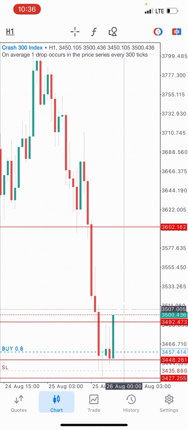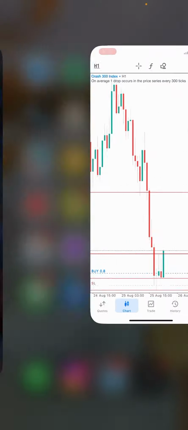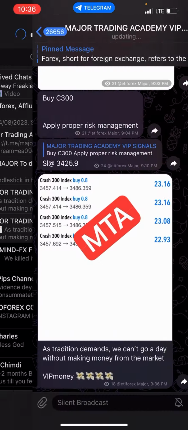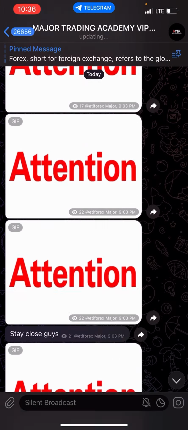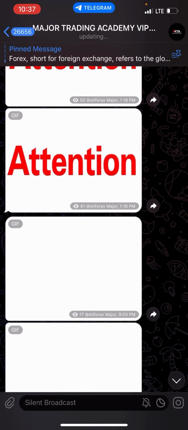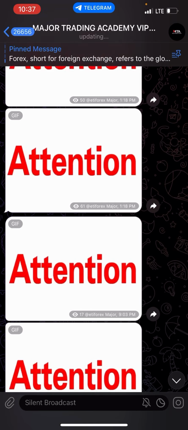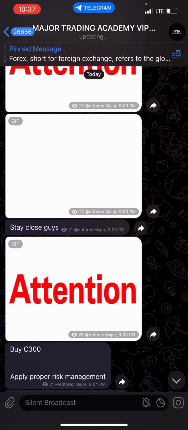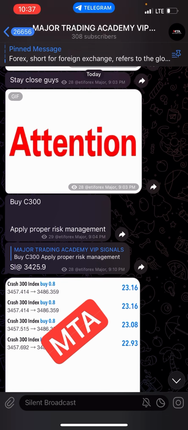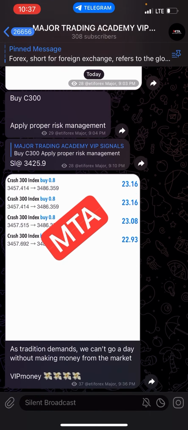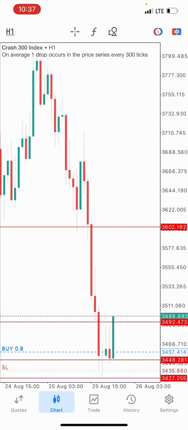And I've given this signal to my VIP guys. If I show you the VIP platform, this is my VIP platform. Before I drop my signal, I need to notify everybody here that I'm about to drop my signal, right? So that everybody will be ready for my signal. Then I drop the signal. Stay close, guys. Then buy, Crash 300, apply proper risk management. I gave them the stop loss, and TP is coming, right? So this is how we trade.